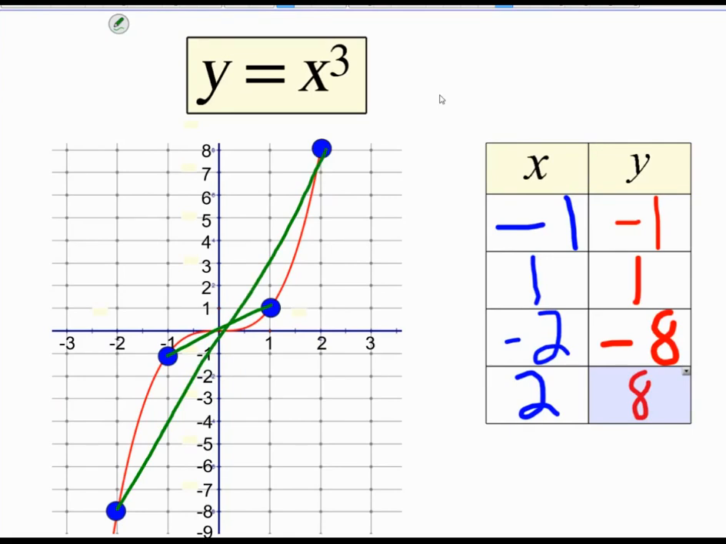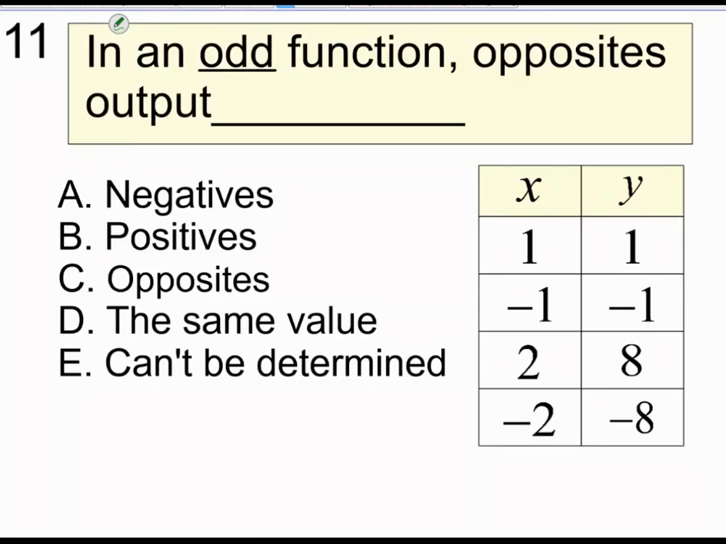But let's do it as outputs. That opposite inputs are outputting opposite values. And we can recognize tables. Let's answer this question first. An odd function, opposites output opposites.